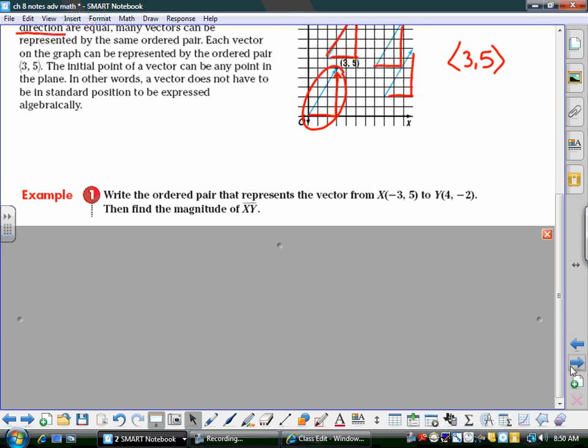We can write an ordered pair that represents a vector that goes from -3, 5 to 4, -2, and then we're going to find the magnitude of that vector. Take a minute to write that example down, and then we'll work on it together. If it helps, you can draw it out. This vector is starting at -3, 5, and ending at 4, -2.